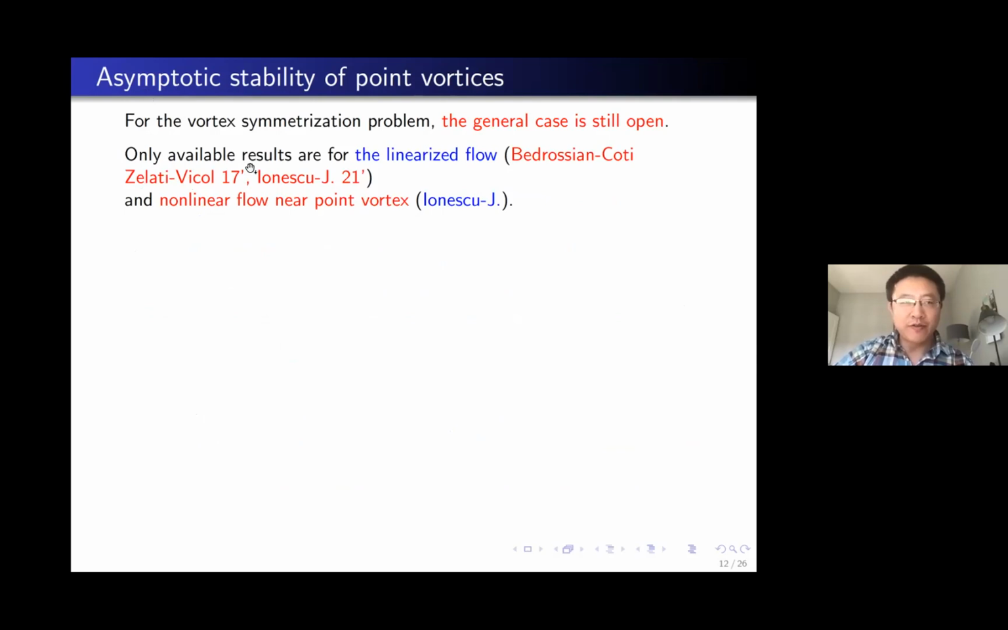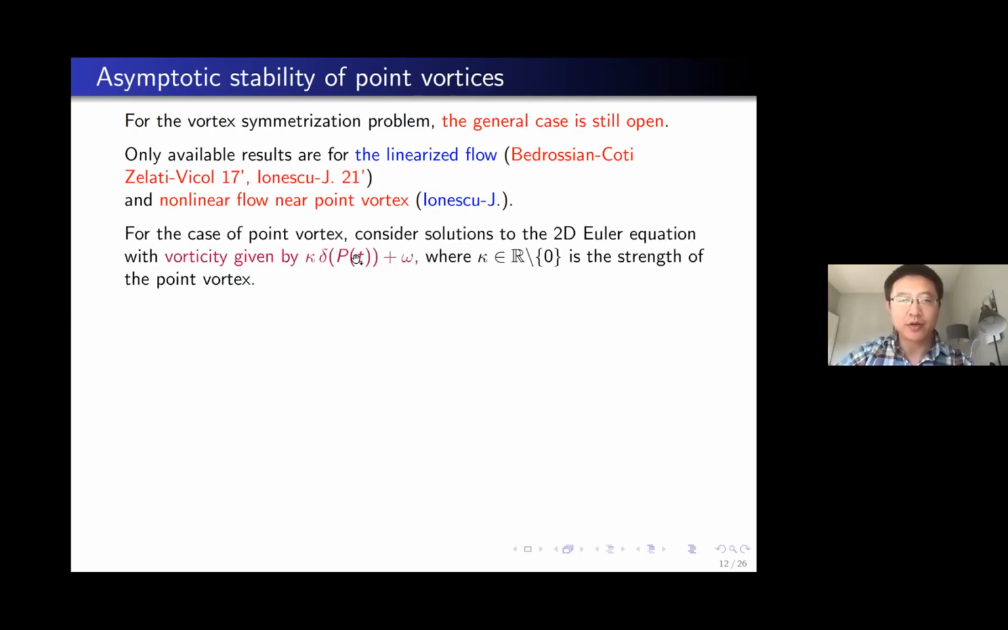So the only available results are for the linearized flow, firstly done by Bedrossian, Coti Zelati and Vicol, and also recently by myself and Alex. I will explain what the differences are between these two works. And for the nonlinear flow, only near a point vortex. So that's a special result for the nonlinear flow. Let me just very briefly go through the point vortex case.